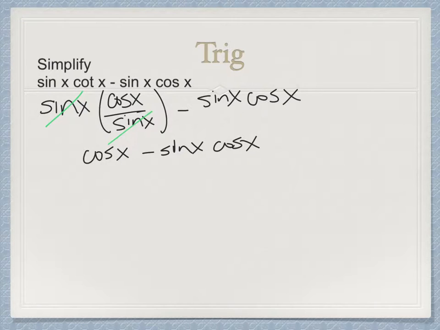When I simplified, I ended up with cos x minus sine x cos x. So one more step shows me that I can actually common factor out a cos x. If I divide this cos x by cos x, I get 1. I divide sine x cos x by cos x, and I get sine x. So now this is the simplified version of sine x cotan x minus sine x cos x.